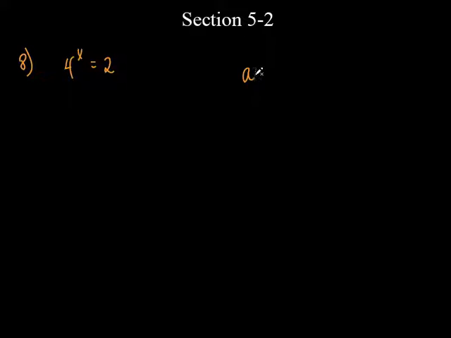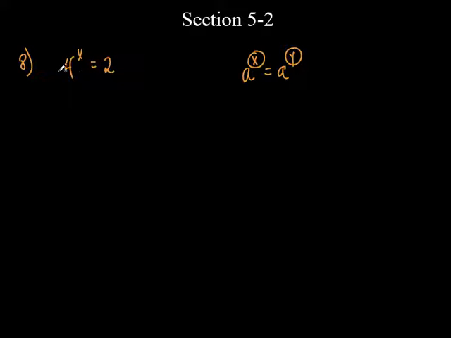Do you remember that? If I have a to the x equals a to the y, if the bases are the same and you have exponents, what can I do with those exponents? I can set them equal to each other, right? Because if this was a to the second, what would this have to be in order for them to be equal to each other? It would have to be a to the second, right? So x would equal y in this case. Does that make sense?